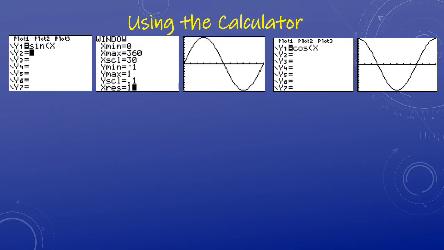We can graph these using the calculator. For y1 equals sine of x, we set up a window while we are in degree mode, where x min is 0, x max is 360, and we'll use a scale of 30 degrees. We know that the minimum value of y is -1 and the maximum value of y is 1, and we'll use a scale of 0.1. And we see the graph of the sine function. We can also graph the cosine function using the same exact window. Let us now note the similarities and differences of the sine and cosine curves.